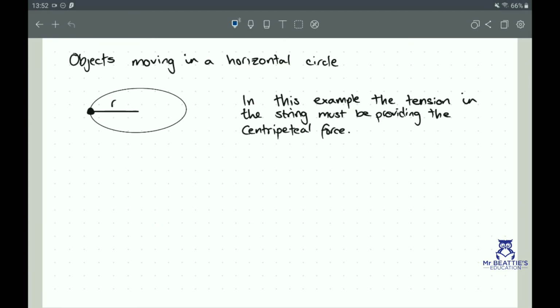Now, when you have an object moving in a horizontal circle, okay, the tension in this case becomes the centripetal force, the tension in that string, right? And in that case, we can deduce that if the tension of this string here is the centripetal force, then we can say that tension is equal to mr omega squared and mv squared over r. So the tension is equal to the centripetal force, right? We've got a worked example of this now.